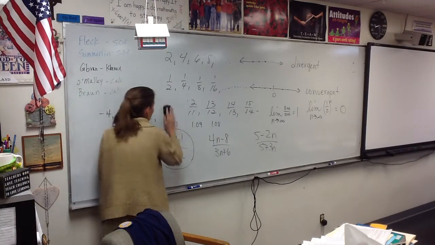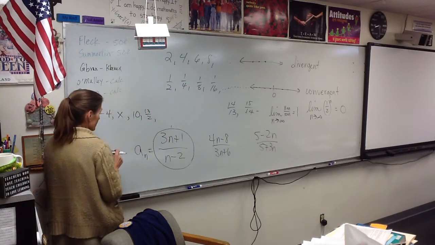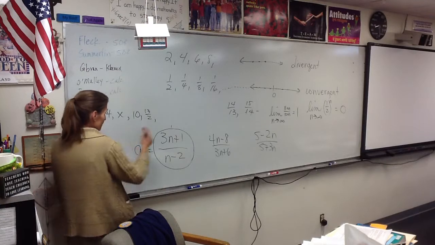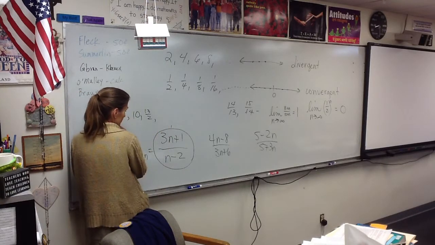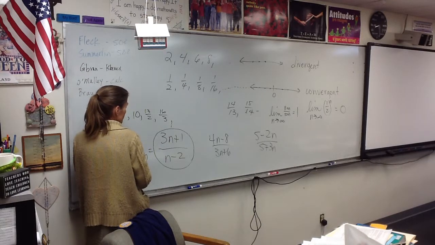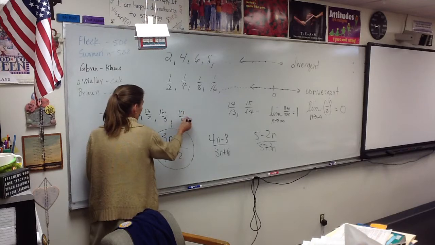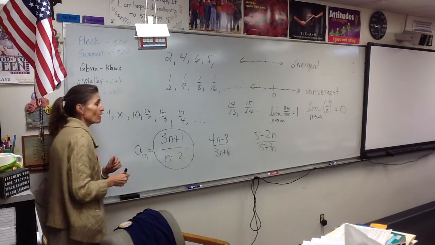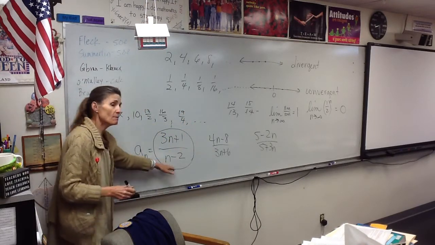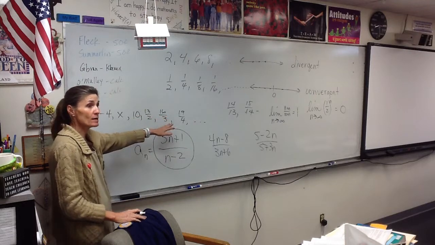Make a little room here. What am I up to? I put 4 into it. 16 over 3. Next term, that'd be 19 over 4. All right, write out as many as you need. Your job is to tell me, does this converge or diverge? And if it converges, what's its limit? Write out as many terms as you need.